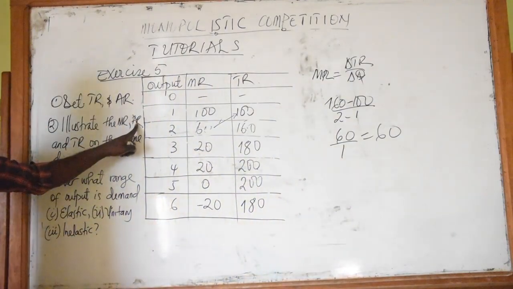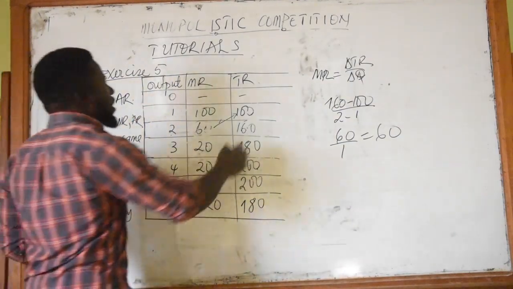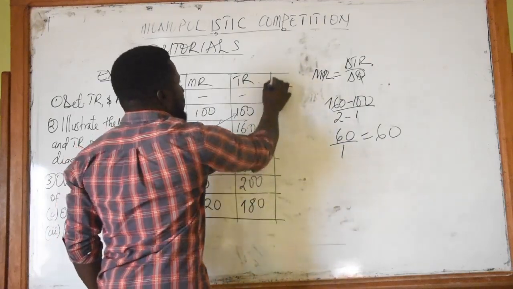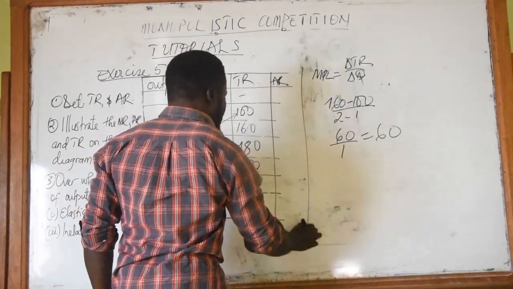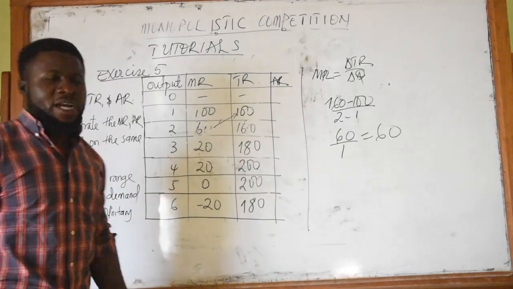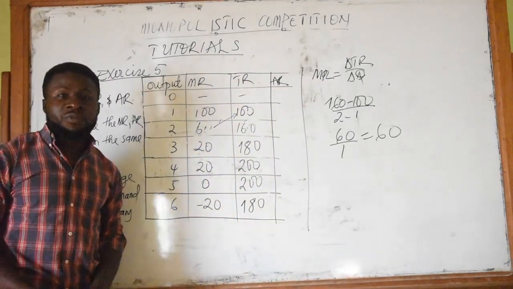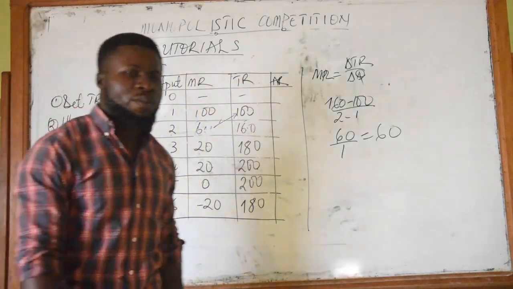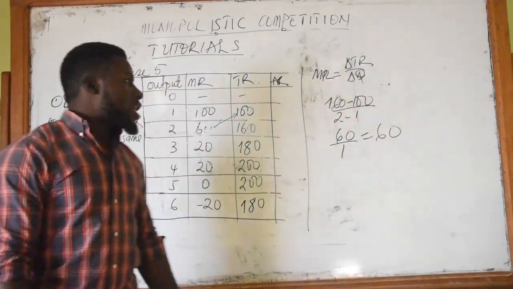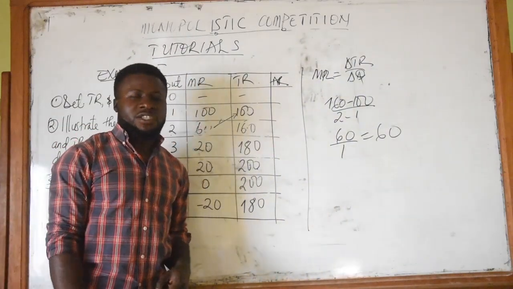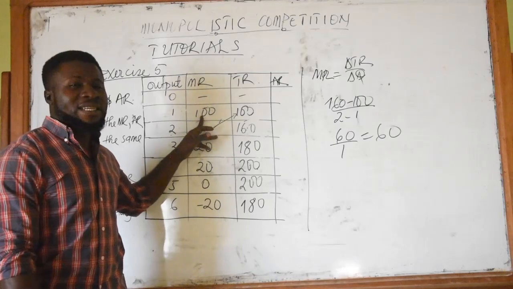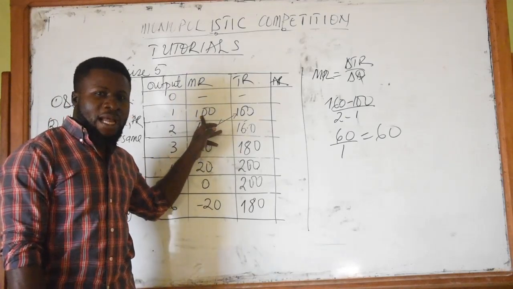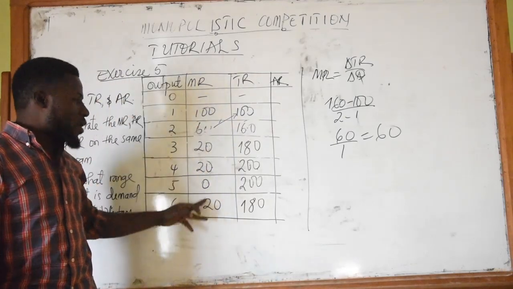How do we get average revenue? We know that average revenue simply refers to price. That is another appellation for price. Average revenue simply refers to the income we generate from each unit of output. And if we were under perfect competition, average revenue would have been the same as marginal revenue, and the values would have been constant at all output levels.